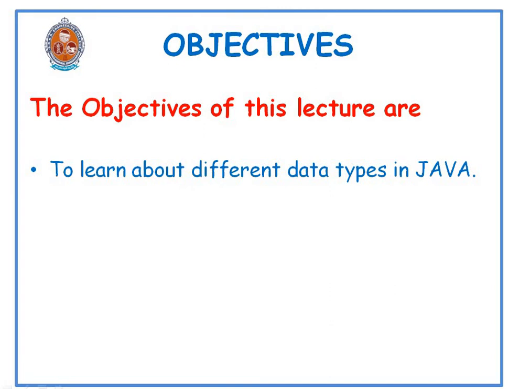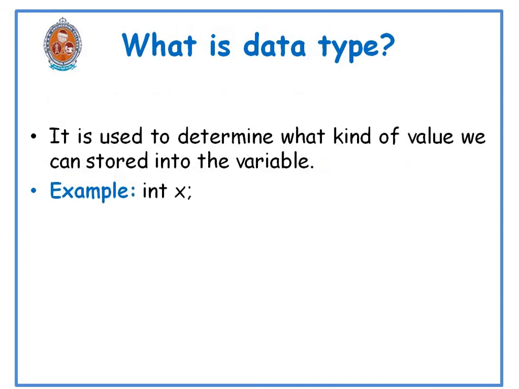The objective of this lecture is to learn about different types of data types in Java. Coming to the definition, what is a data type? The main purpose of a data type in Java is to determine what kind of value we can store in a variable. That means it tells about the nature of data we are storing in the variable.